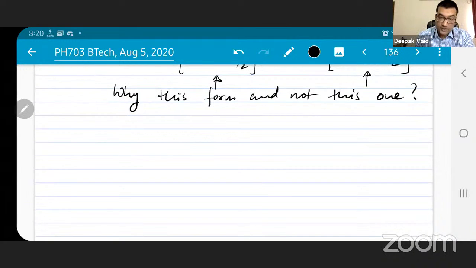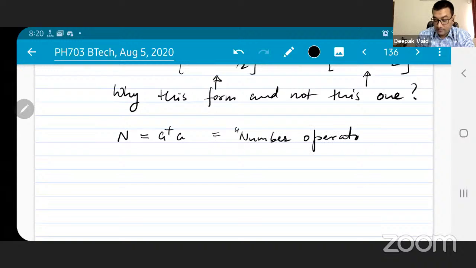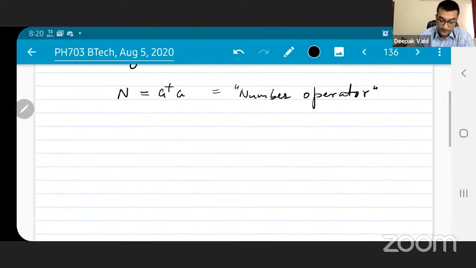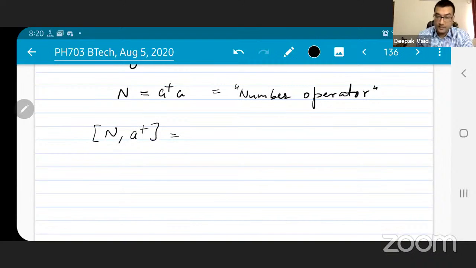So first, before that, let us calculate two other commutators. First we will give this guy a name. This is called the number operator. And we will see why it's called the number operator. And then let us calculate what this commutator is, the commutator of a and the number operator.